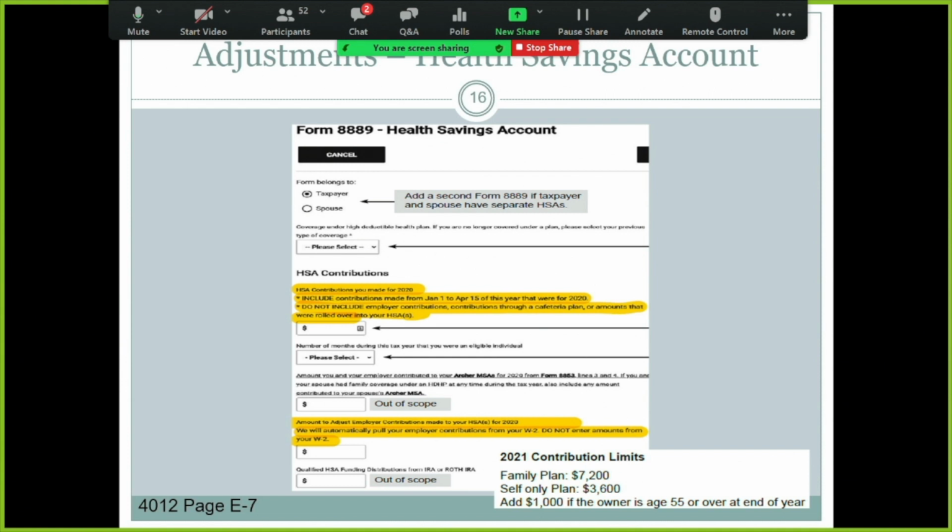And this is a snapshot of what the TaxSlayer input information would look like. And you can find this on 4012, page E7. And for 2021, we see a note of contribution limits. Family plan, $7,200, self-only, $3,600, and $1,000 if the owner is age 55 or over at the end of the year. And again, this can be found on page E7 of the 4012.